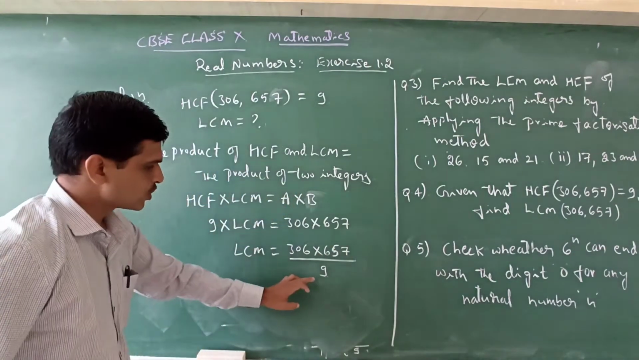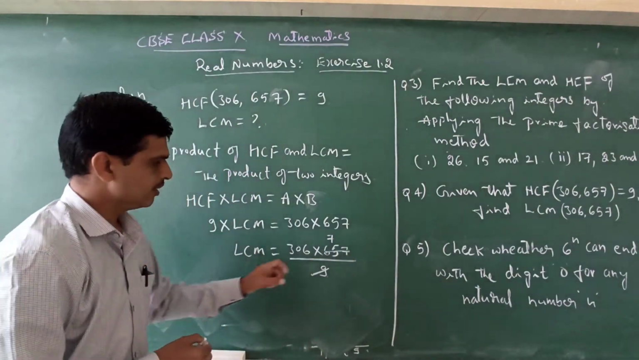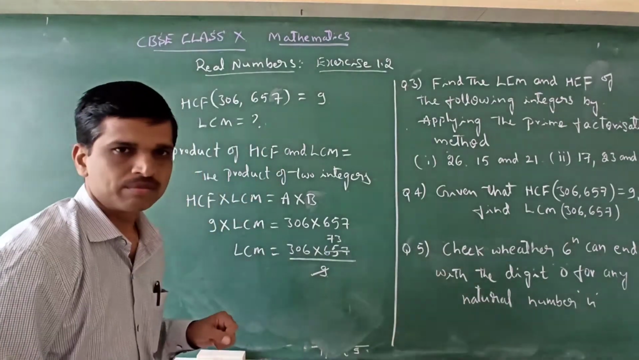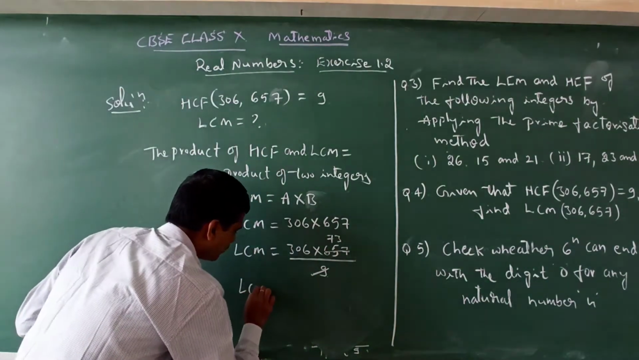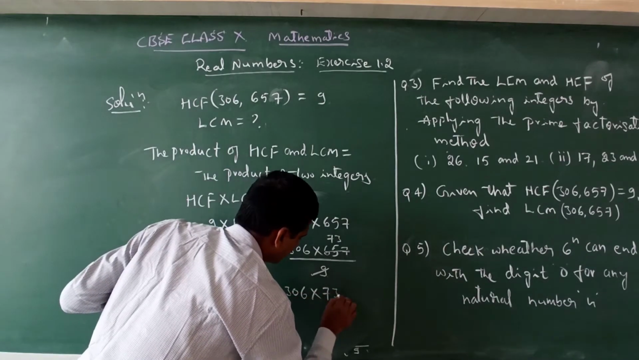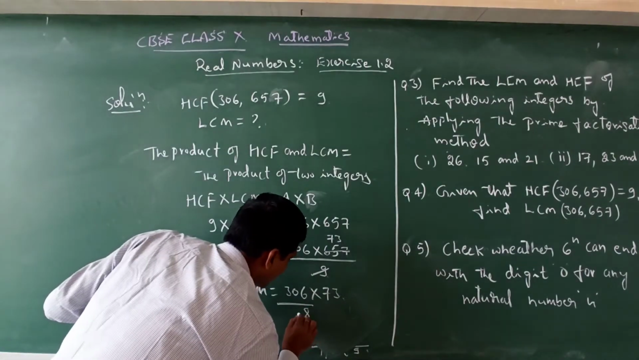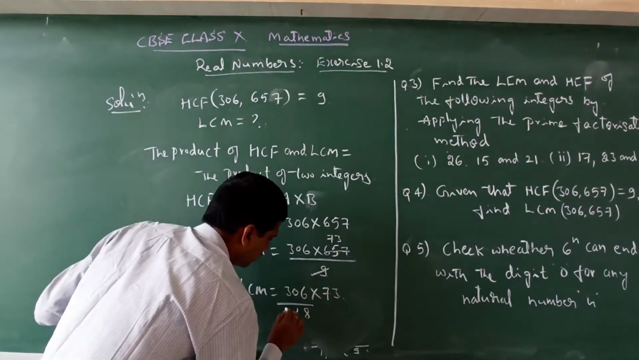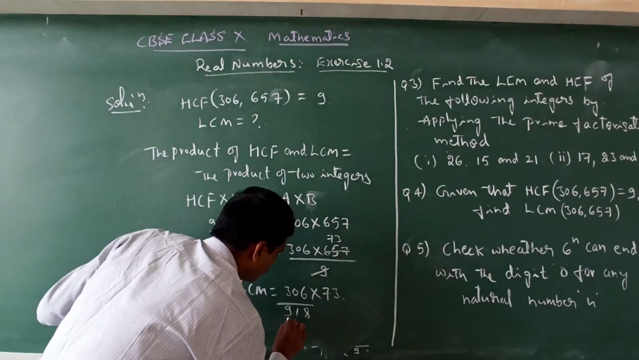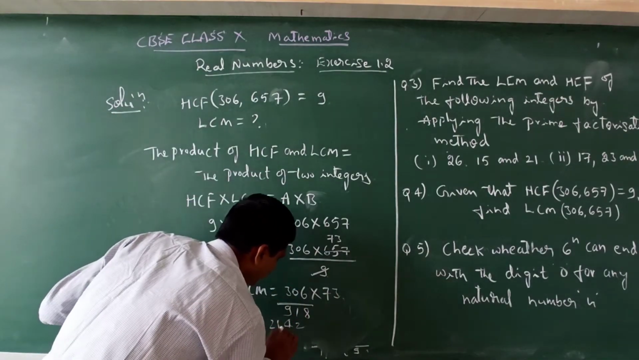Now divide by 9: 9 sevens are 63, 2 left, 2 sevens, 9 threes are 27. So that is why the LCM of the given numbers is equal to 306 into 73. You can multiply and get the answer. 3 sixes are 18, so 1 carry. 3 threes are 9, 7 sixes are 42, 4 2. 7 threes are 21.